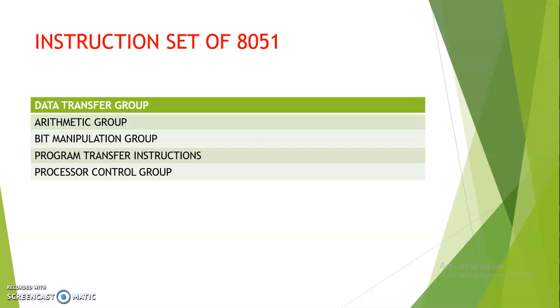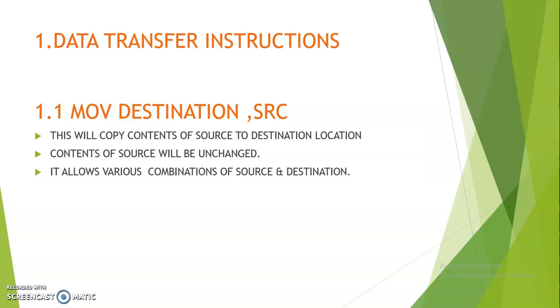There are different types of instructions in the 8051 instruction set. According to the types of instruction, they are grouped. There are in total 5 groups into which all the instructions are divided. The first one is the data transfer group, the other one is the arithmetic group, then the bit manipulation group, the fourth one is program transfer instructions, and the last one is the processor control group. We are going to learn data transfer group instructions today in detail. So let's start with the data transfer instruction group.